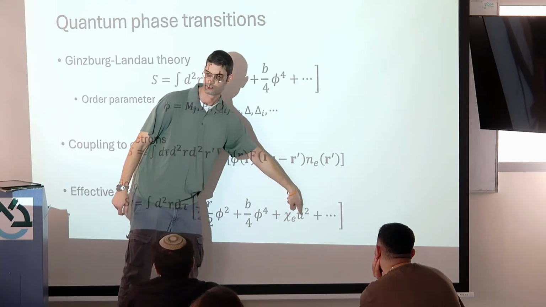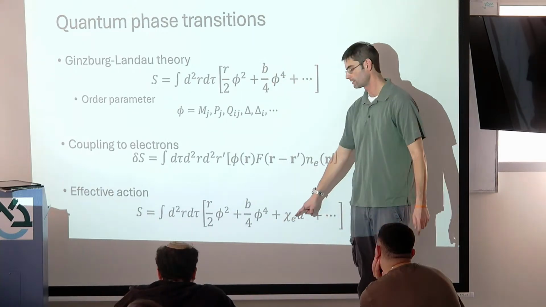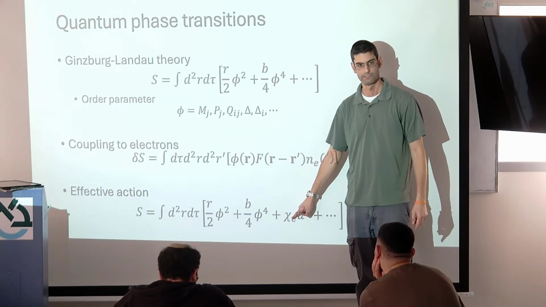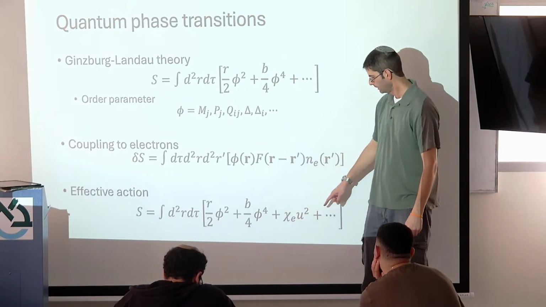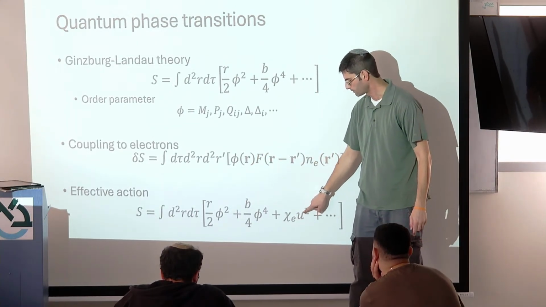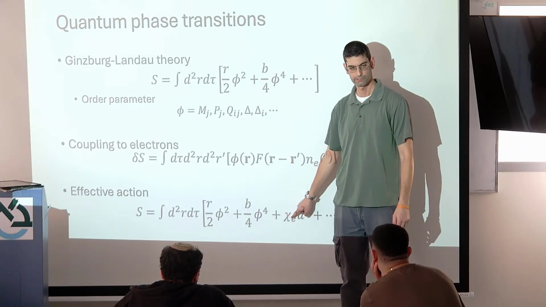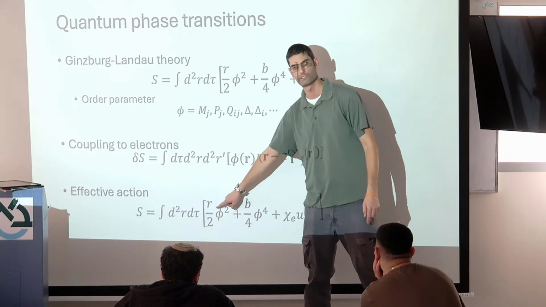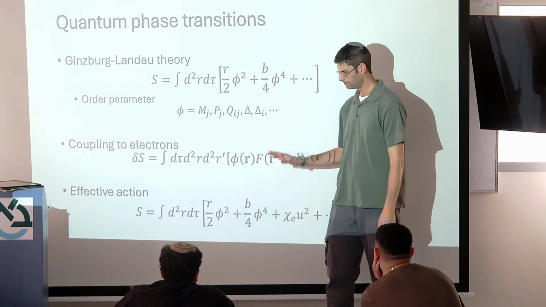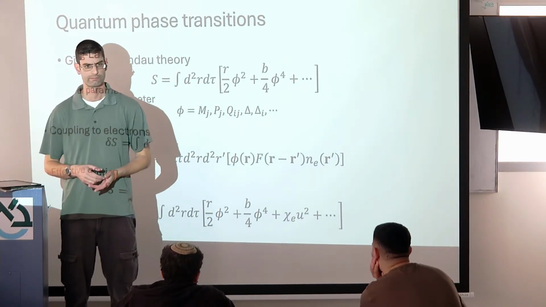It just adds additional terms to my Ginzburg-Landau. These terms are nothing but the electronic susceptibility. Usually what happens is that my quadratic term gets a correction, phi squared times chi, and chi is usually negative. So it pushes me towards the phase transition. But this is without strain. This is just having electrons in the system.